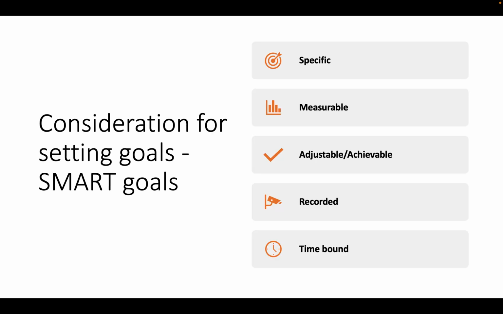Now, when we look at setting some goals, we have to consider our SMART principles. Our goals have to make sure that they take into account the SMART principles. And the SMART principles stand for specific, measurable, adjustable or achievable, recorded, and time-bound.